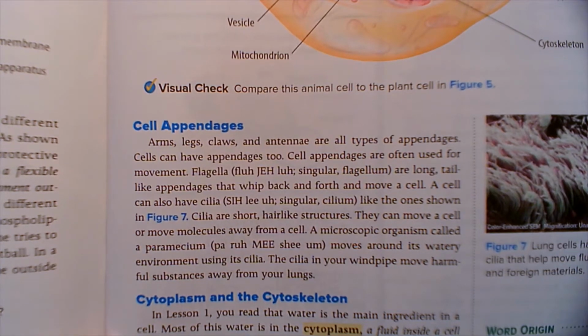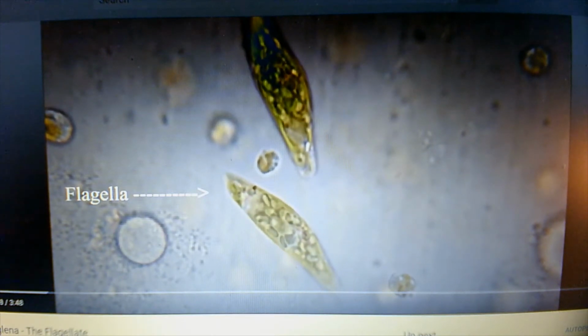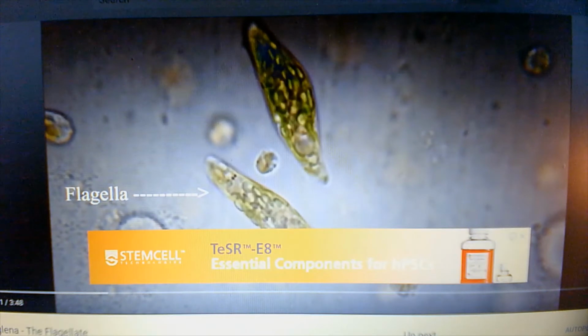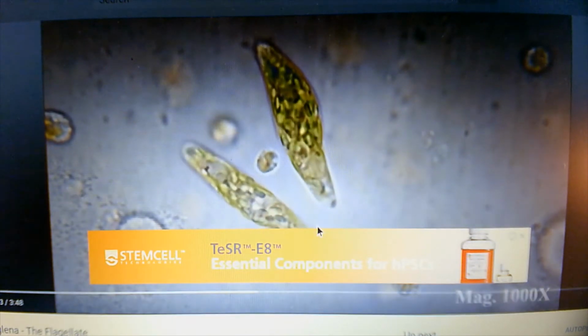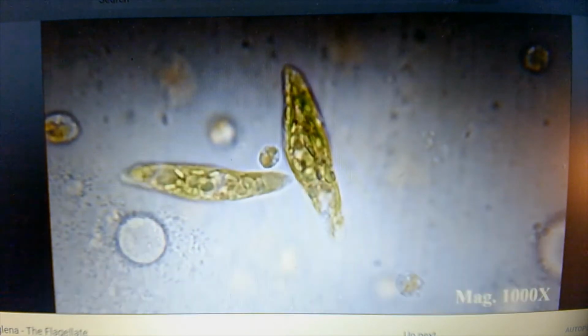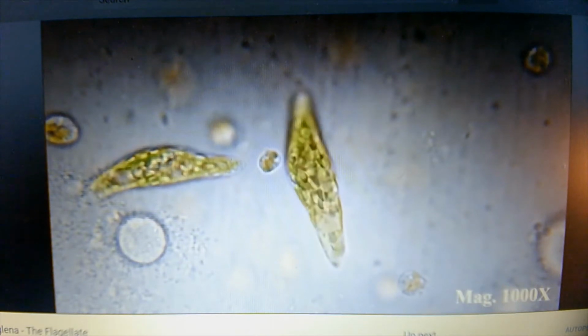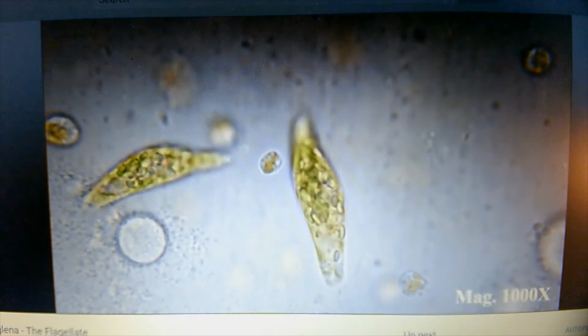I'm going to take a moment and show you some flagella. Okay, this is an example of a euglena. That's a type of protist that has a flagella. You can see that it uses the flagella to move. It's a unicellular protist. It's not a bacteria. It's quite a bit bigger than bacteria. But those are tiny little euglena that you can see moving around, and they're moving around by using their flagella.